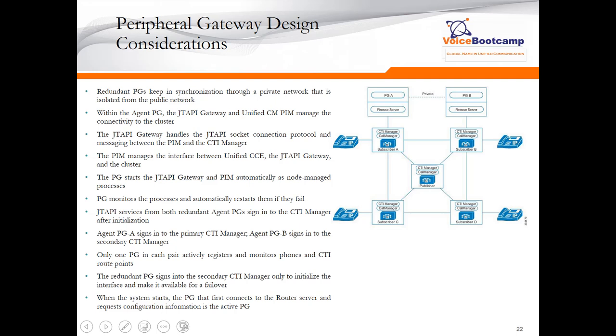Now, redundant PG, the second PG that you have, keeps in synchronization through the private network that is isolated from the public. Within the agent PG, the JTAPI gateway and unified CM PIM, Peripheral Interface Manager, will manage the connectivity to the cluster. When I say cluster, I'm talking about call manager or CUCM cluster. JTAPI gateway will handle the JTAPI socket connection protocol and the messaging between the PIM and the CTI manager. The PIM, on the other hand, manages the interface between the UCCE and JTAPI gateway and the cluster itself.